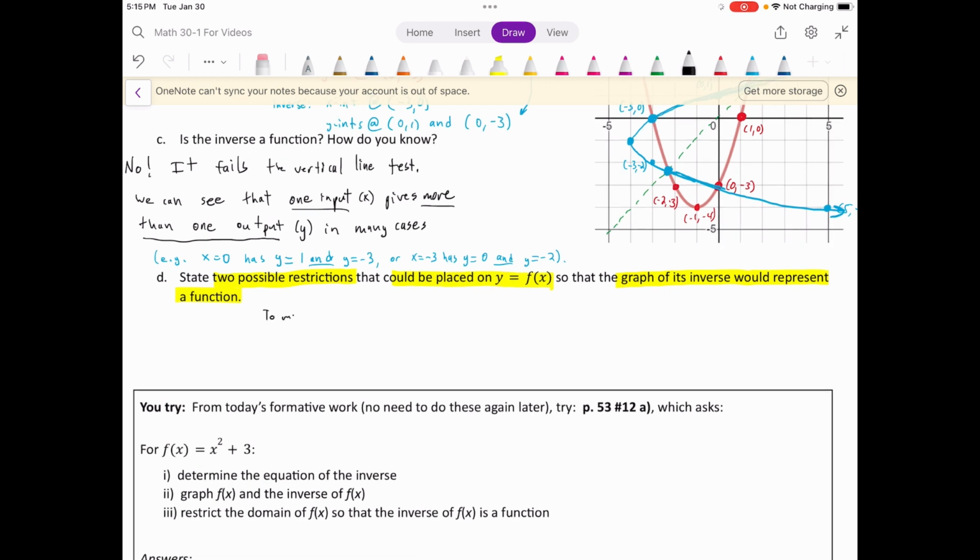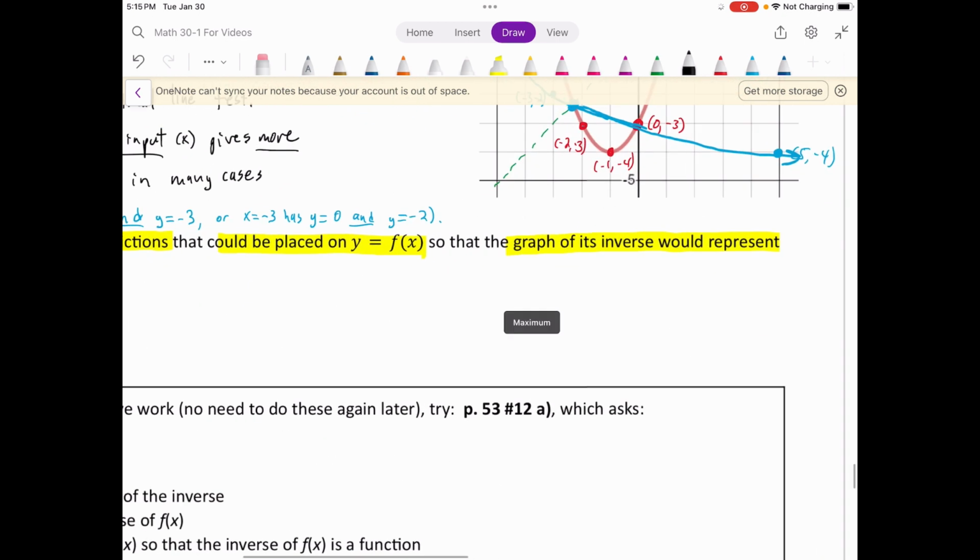Well, to make the inverse of y equals f of x be a function, y equals f of x would need to pass a horizontal line test, right? And right now, again, it does not.